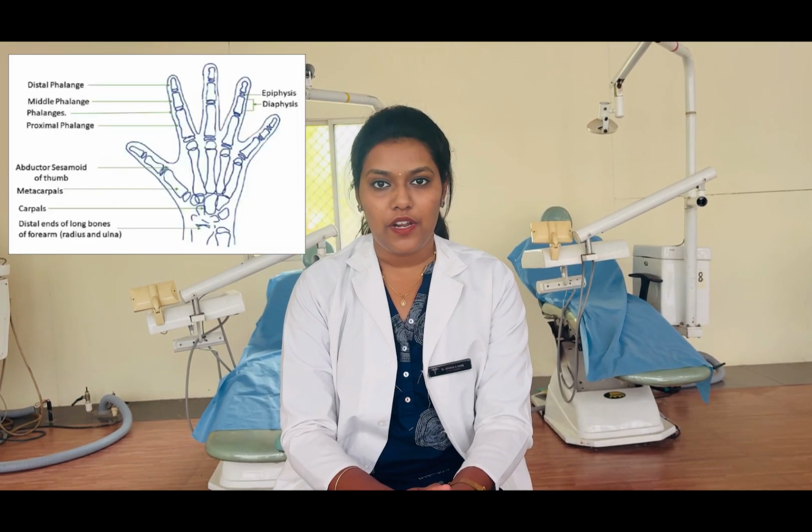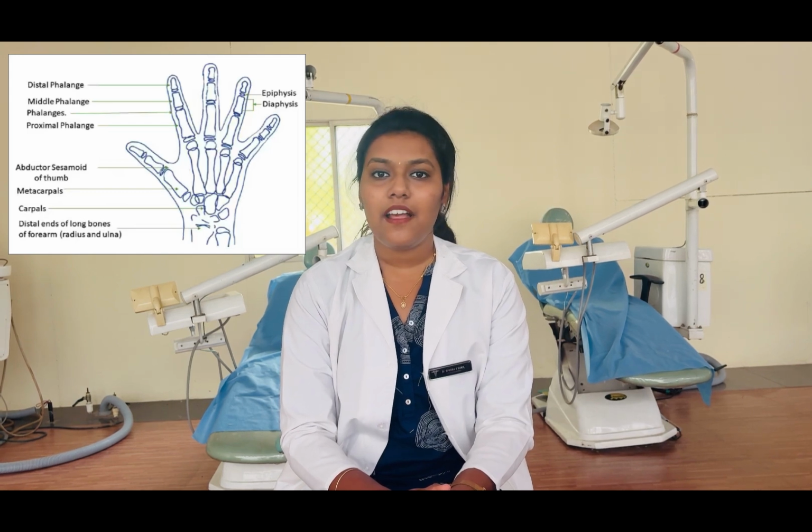Hi everyone, today's topic is Bjork and Brown method in hand wrist radiograph. Hand wrist radiograph is an important diagnostic tool used in orthodontics to assess the skeletal maturity and growth status of a patient. The hand wrist region is made up of 4 groups of bone: distal end of long bone of forearm, carpal, metacarpal and phalanges.